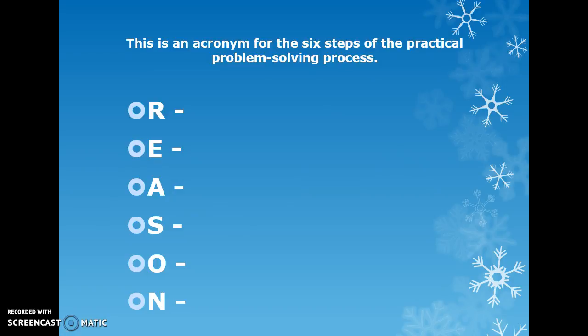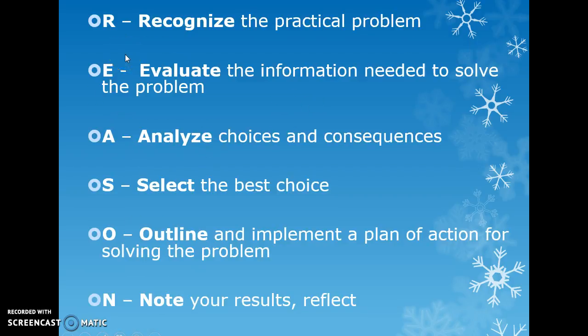We also went over the REASON process this unit, and that's our problem solving process, and it's an acronym. So we have R, that's going to be recognizing that practical problem. E, evaluate the information needed to solve the problem. A, analyze choices and consequences. S, select the best choice. O, outline and implement a plan of action for solving the problem. And N, note your results and reflect.